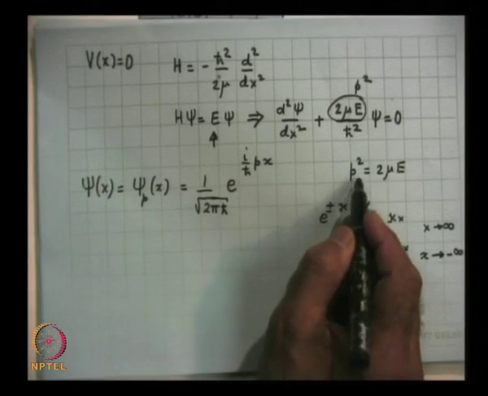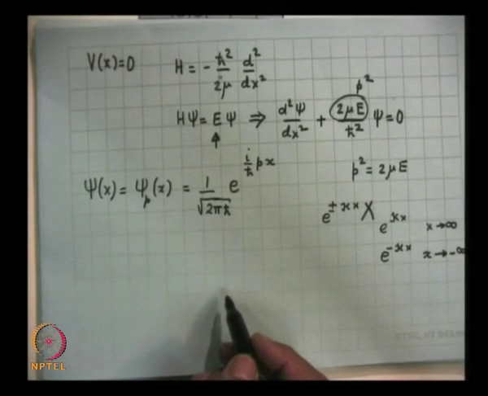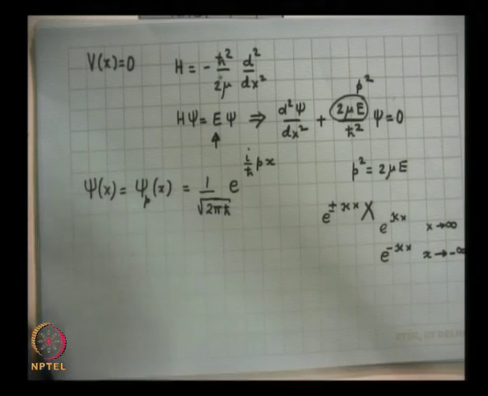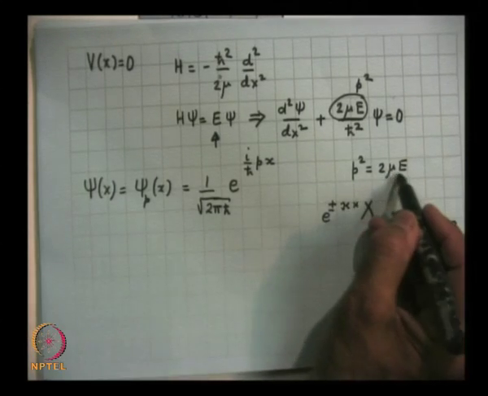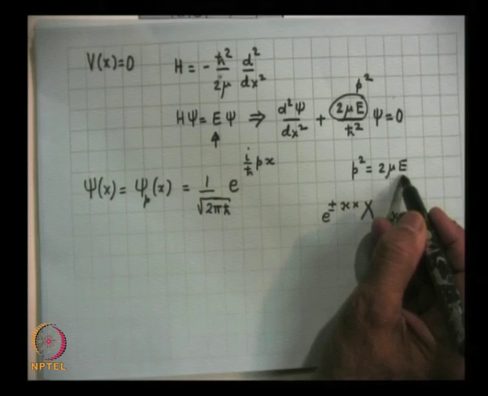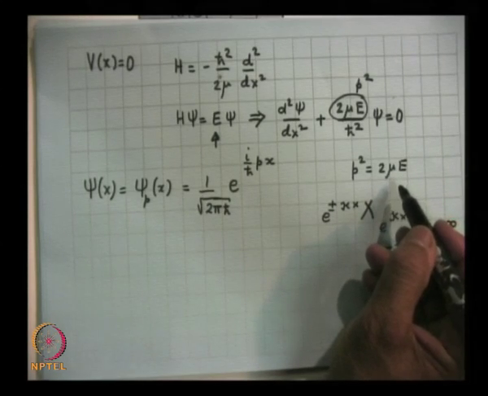So, therefore, E has to be positive, but p can be plus or minus. So, for a given value of E, there are two values of p, one plus, one minus. We say that there is a twofold degeneracy.